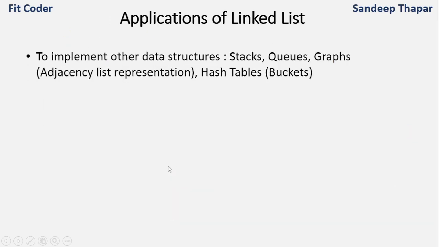Now let's understand what are the applications of linked list. Linked list can be used to implement other data structures like stacks, queues, graphs. In graphs, we saw that adjacency list representation uses linked list. Similarly, in hash tables, when we have some collision, if we have multiple elements which are falling in the same bucket, then a linked list is used to add all such elements in the same bucket.